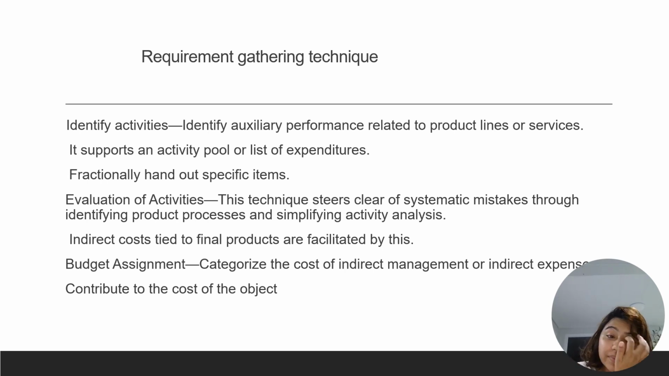Moving with the requirement gathering technique, there is identify activities. In identify activities, it performs the auxiliary performance related to the product lines or services. It supports an activity pool or list of expenditures. Also, it fractions out specific items. Secondly, evaluation of activities. This technique steers clear of systematic mistakes by identifying product processes and simplifying activity analysis. It is indirect cost tied to the final products and facilitated by this as well. Moving to the budget assignments, it categorizes the cost of indirect management or direct expenses and contributes to the cost of the object. It helps to divide the expenses into direct and indirect as well.